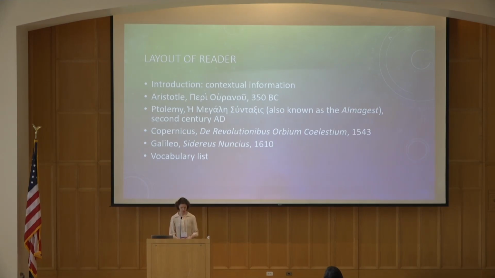So each of these writers developed influential models of Earth's place in the universe. Aristotle and Ptolemy concluded that Earth was at the center of the universe, and this idea dominated scientific thinking through late antiquity and the Middle Ages. Copernicus and Galileo famously supported the idea that the Earth orbited around the sun.